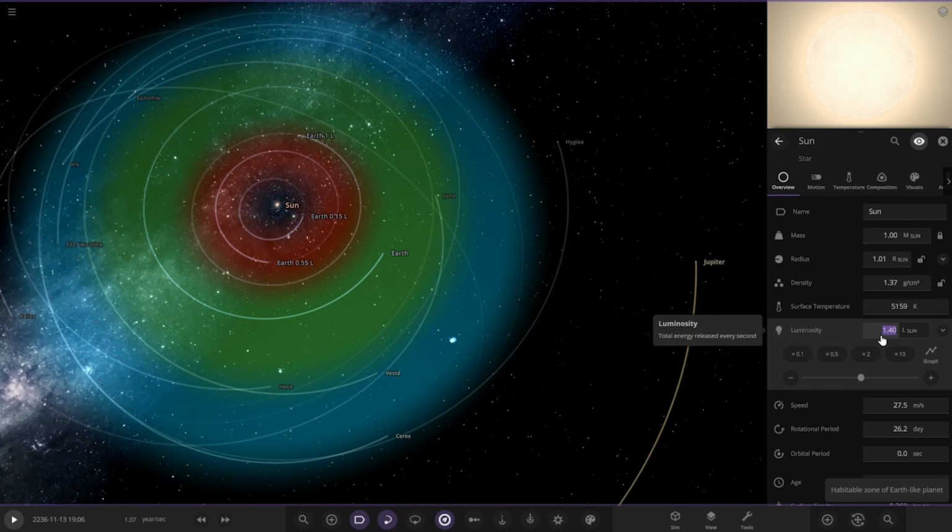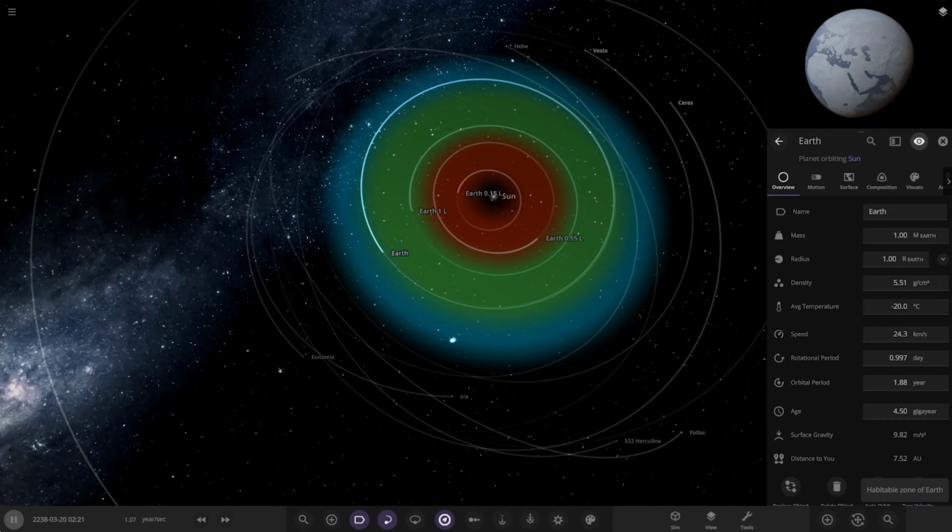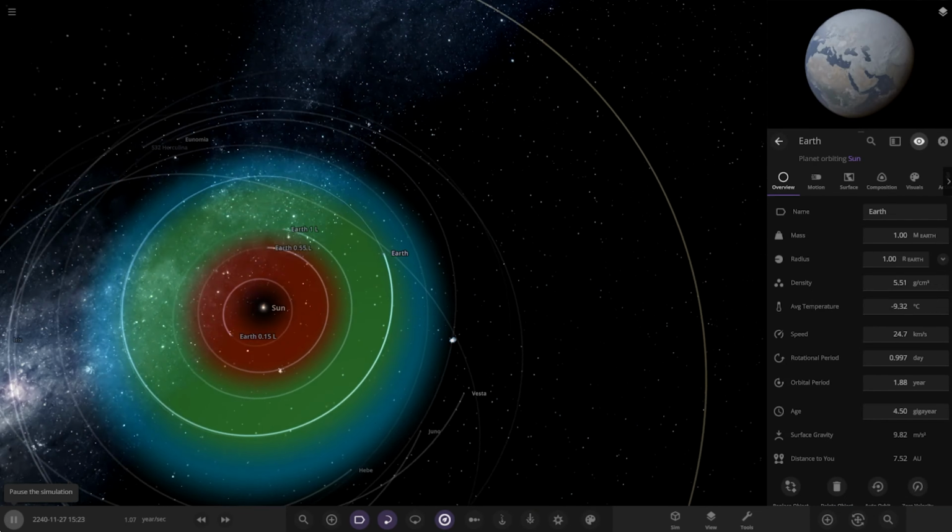So we're going to go to, okay, 2? Maybe 2? There we are. Okay, it's in the green. Okay, it's warming up a bit. Still in the minuses. No, still there.